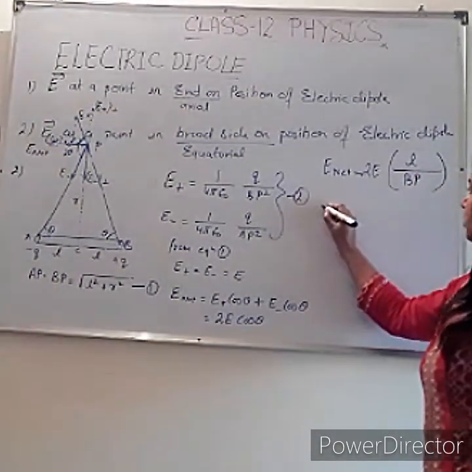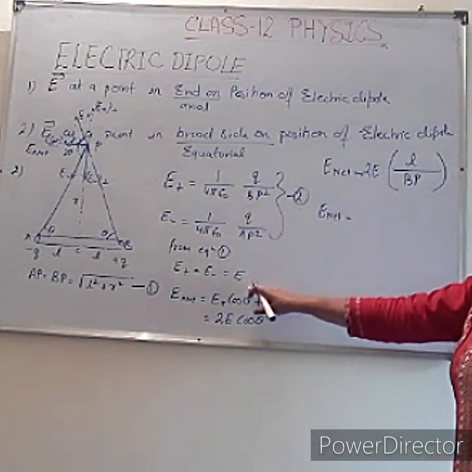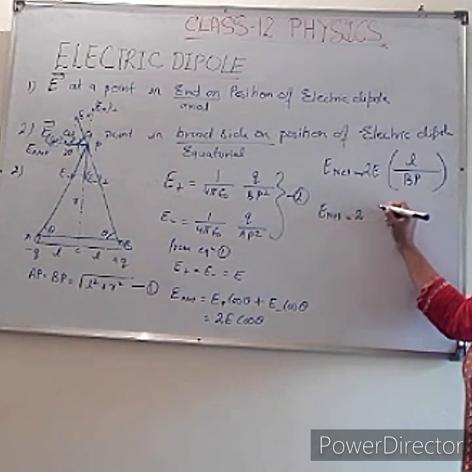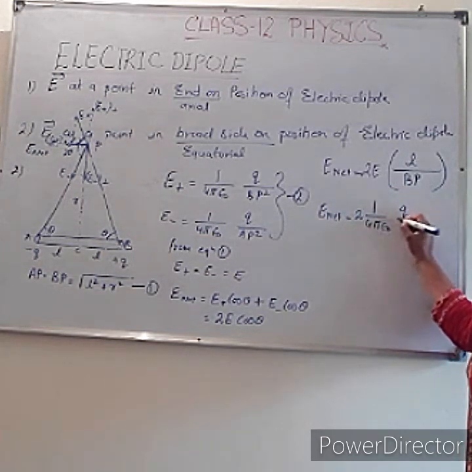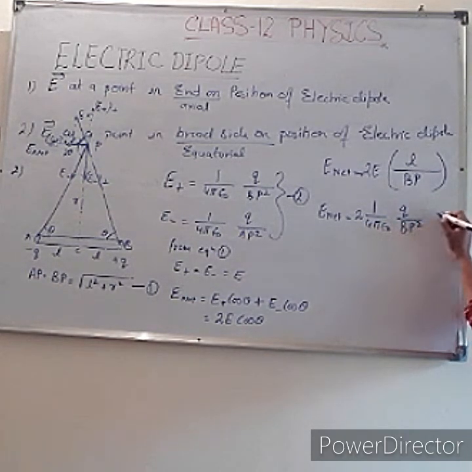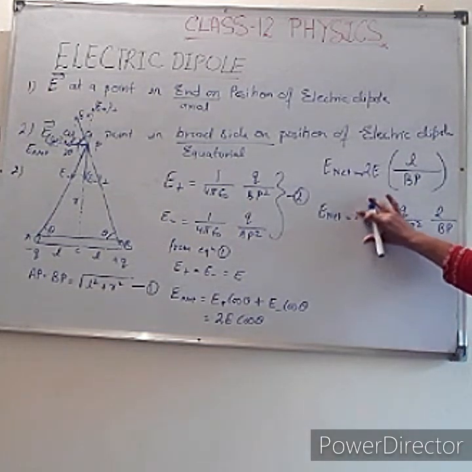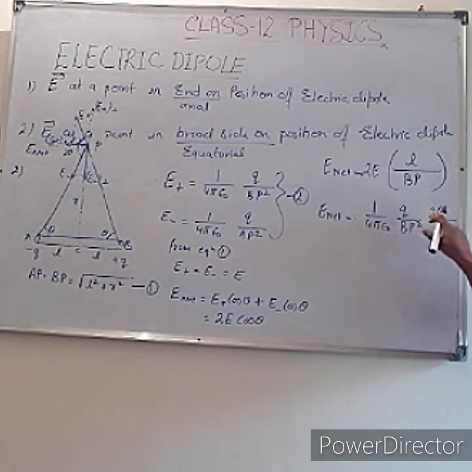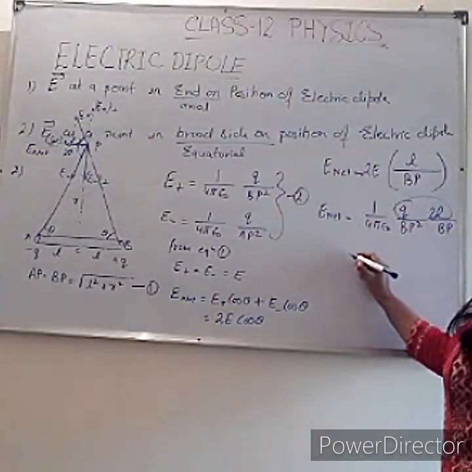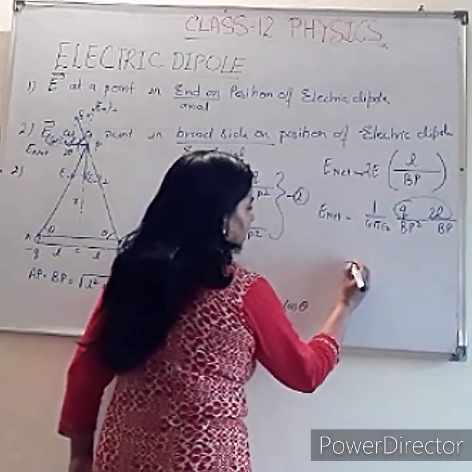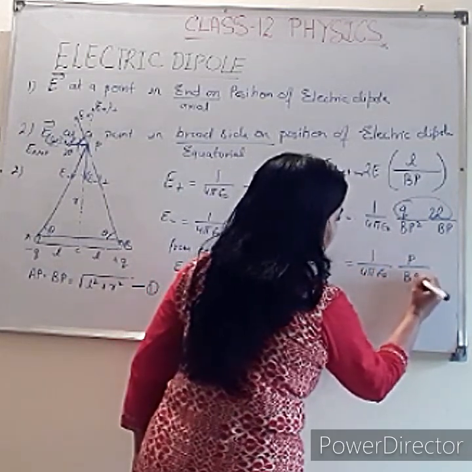Okay. Now E net is equal to, using equation 2, we can write down the value of E here. So twice the E value is 1 over 4 pi epsilon naught Q over BP square into L over BP. You can take this 2 inside, with the L term. Now Q into L will become P. So the term will come as 1 over 4 pi epsilon naught P divided by BP cube.